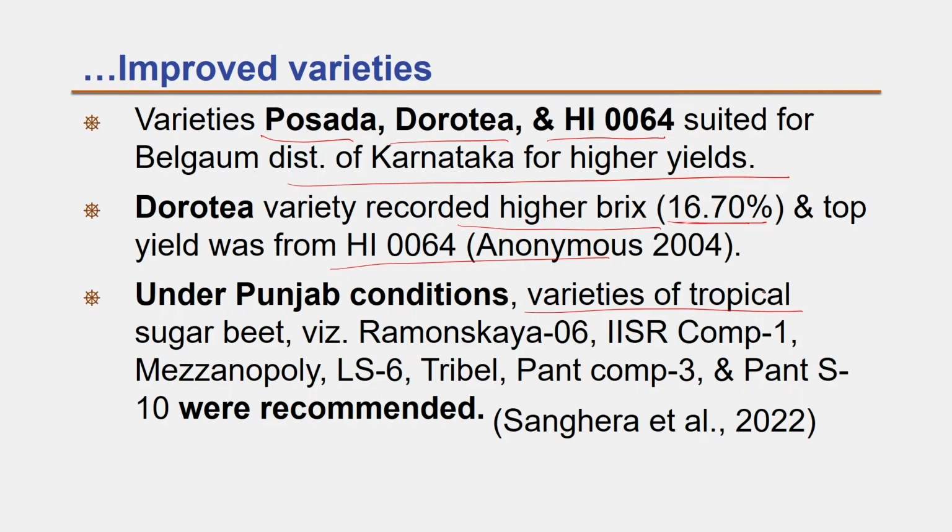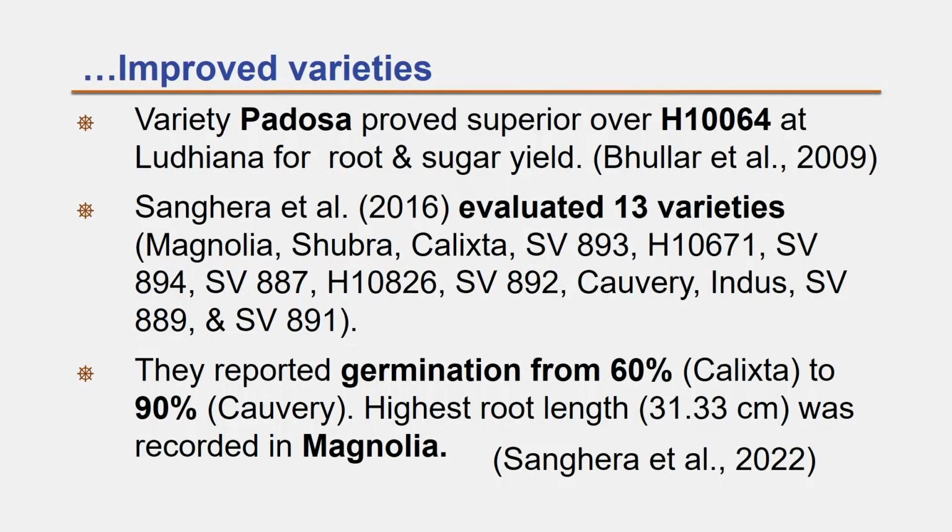Under Punjab conditions, varieties of tropical sugar beet, for example, Ramon Sakaya 06, IISR Composite 1, Mejanopoli LS6, Tribal, Pant Composite 3 and Pant S10 were recommended. So you see there is a basket of choices for Punjab. Many varieties have been developed for Punjab region. Variety Padosa proved superior over H10064 at Ludhiana for root and sugar yield.